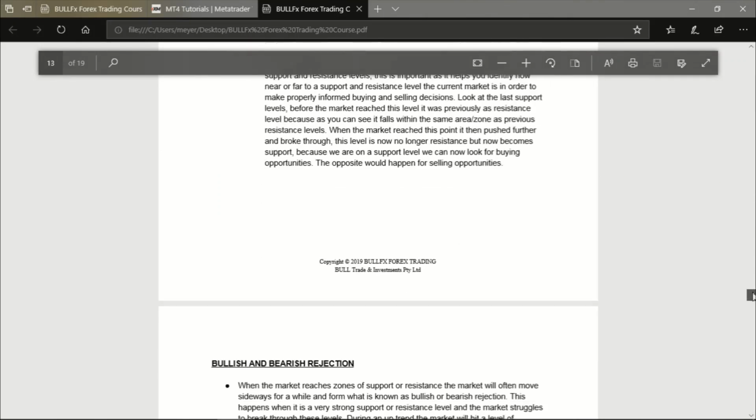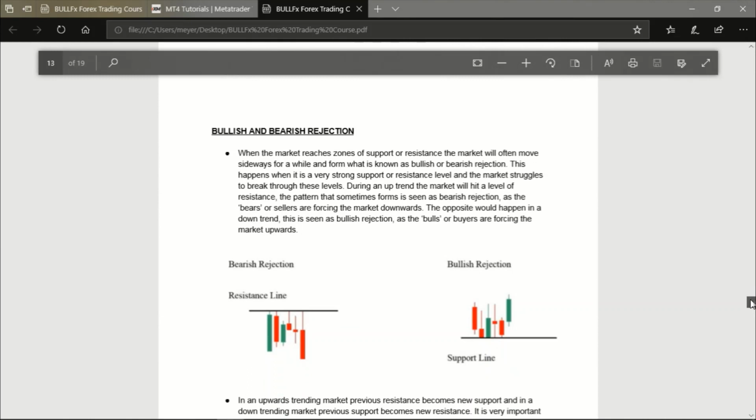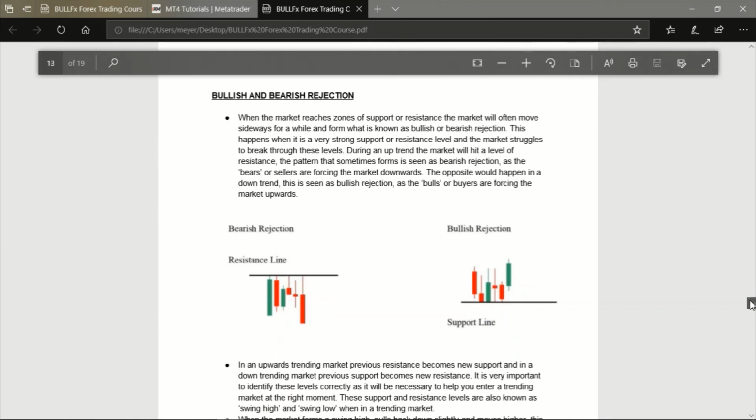Okay, let's go further. Bullish and bearish rejection. Okay, bullish and bearish rejection.